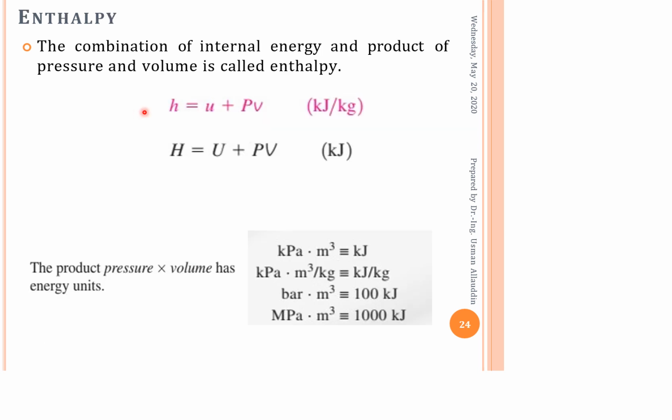Here we have enthalpy, which is denoted by small h, and also by capital H. Why is this a small h and why is this a capital H? Because this one is per kg, or per unit mass, and this one is without, or excluding, mass. So what is enthalpy? Enthalpy is a combination of internal energy and the product of pressure and volume. If you combine them together, this gives us enthalpy.